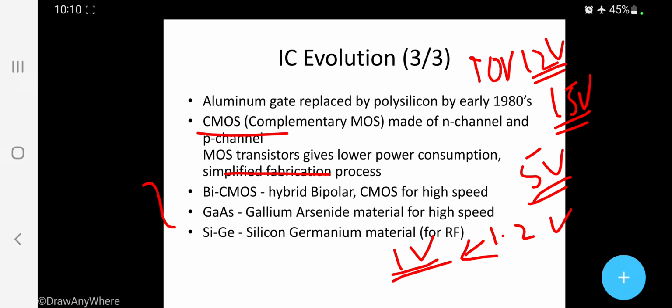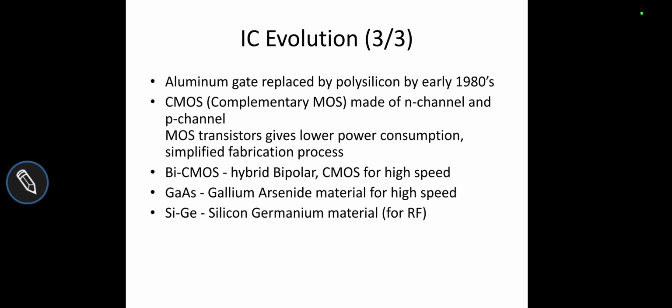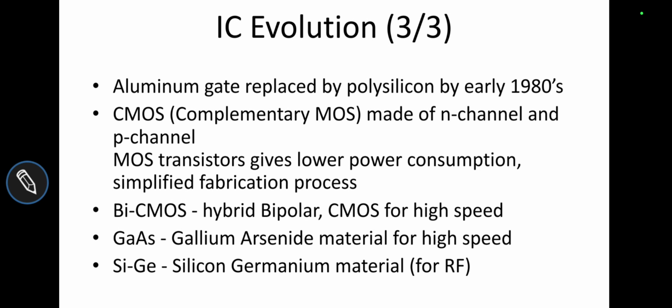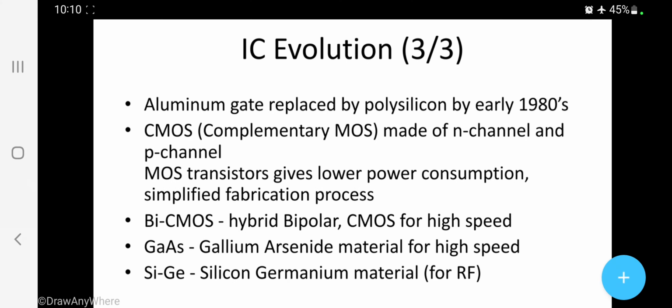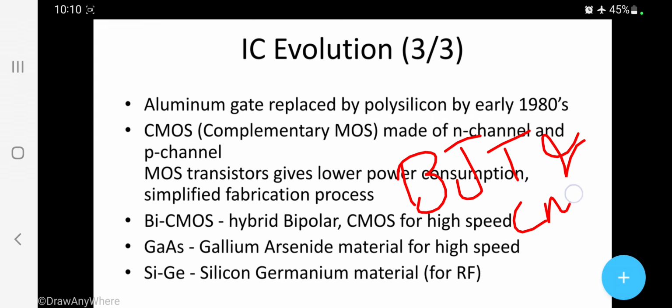Simplified fabrication process when compared to the bipolar, that also we'll see in later classes. Next we have BiCMOS logic. After CMOS you even have BiCMOS, which is basically a combination of BJT plus CMOS. Here it is a combination of BJT and CMOS, that is called BiCMOS.